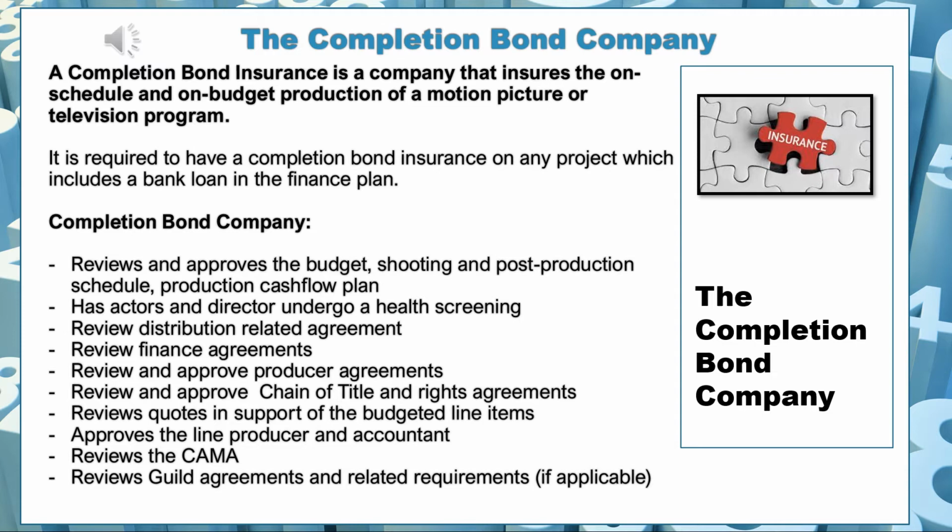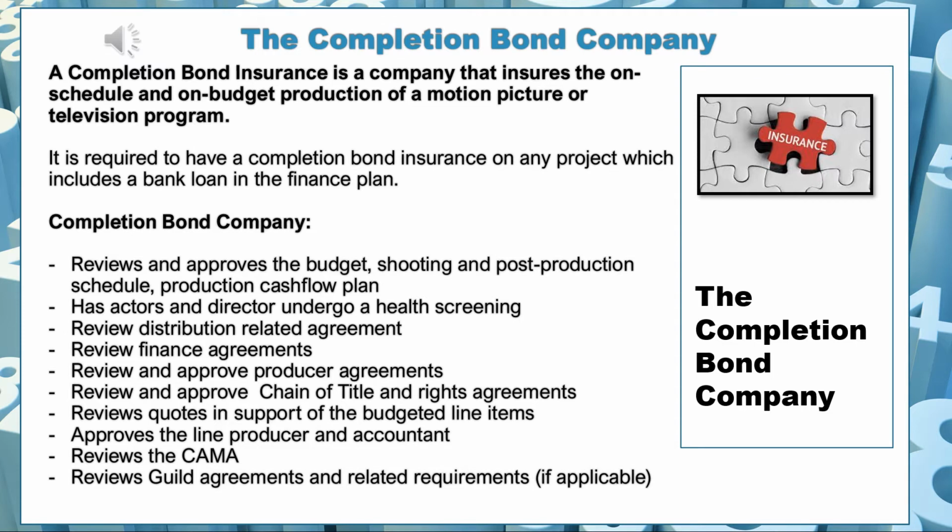It also reviews finance agreements to understand if they are affecting any of the budgeted line items. It reviews and approves producer agreements, and it usually wants to hold back a certain portion of the producer fee. It reviews and approves the chain of title and rights agreements to make sure there are no bodies buried somewhere in some turnaround provision. It reviews quotes in support of the budgeted line items. So when there's a budgeted line item for set design or for a certain wardrobe item, for let's say period pieces, that wardrobe items have to be maybe sewed, they would look at quotes from service providers to help with that. The bond company does need to approve the line producer and the accountant.